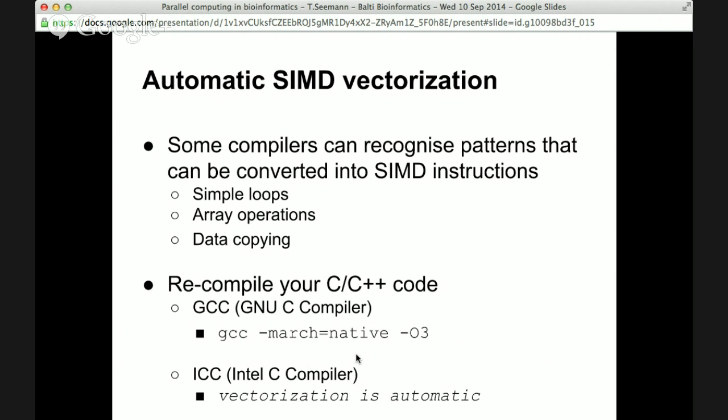So you're wondering, how can I take advantage of it? Some compilers are smart enough to convert some of your code into SIMD already. They're not great, but they might give you some advantage depending on how you've written your code. If you're using the Intel C compiler, it automatically does it. If you're using C or C++, you can use the command line options I've given on the slide, and it may vectorize some of your loops if you're lucky.